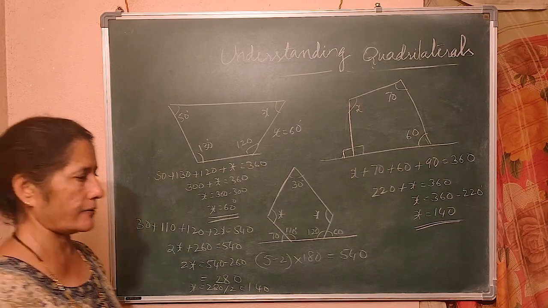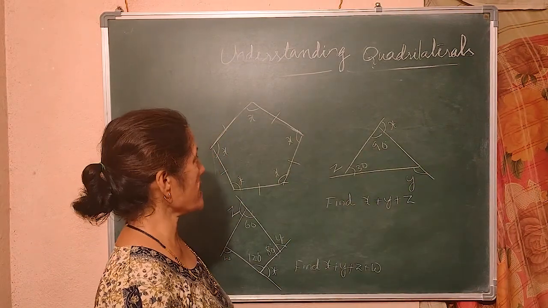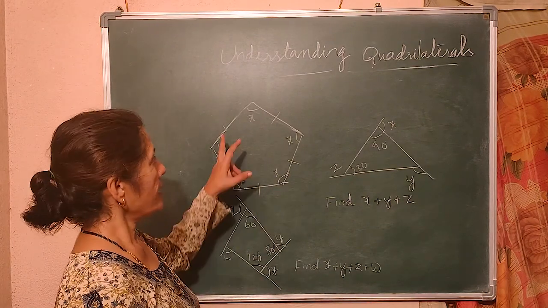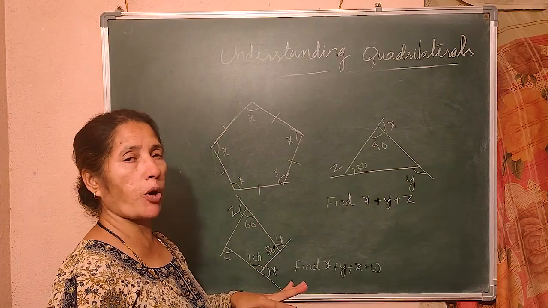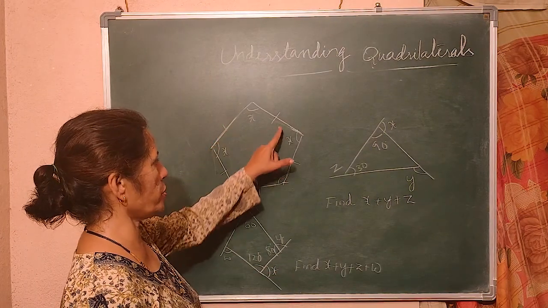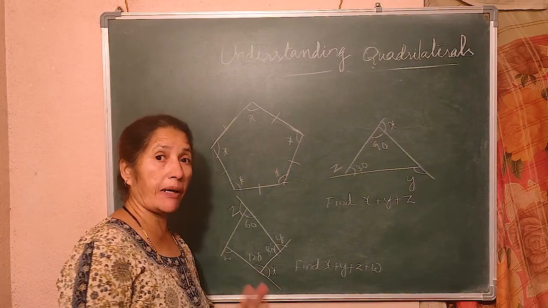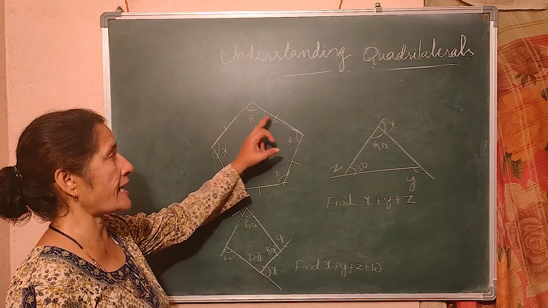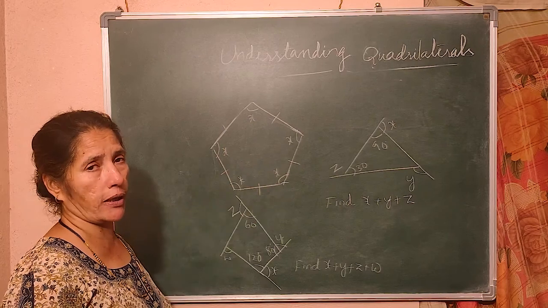Let me explain that. The last 3 questions are like this. How does it look like? It is a convex polygon having 5 sides. 1, 2, 3, 4, 5. But what type of polygon? It is a regular polygon. All the sides are equal and all the angles are equal.